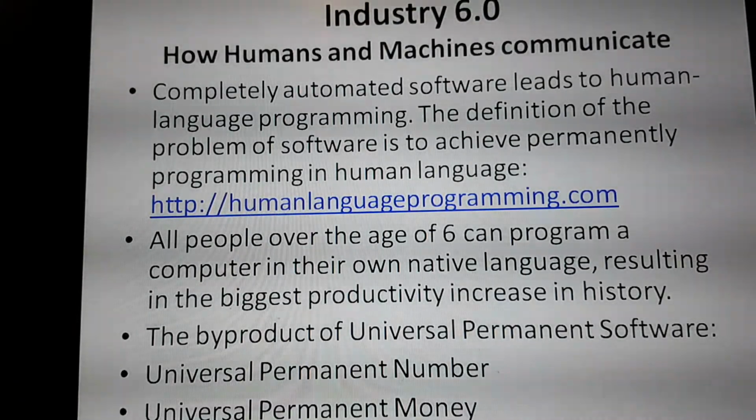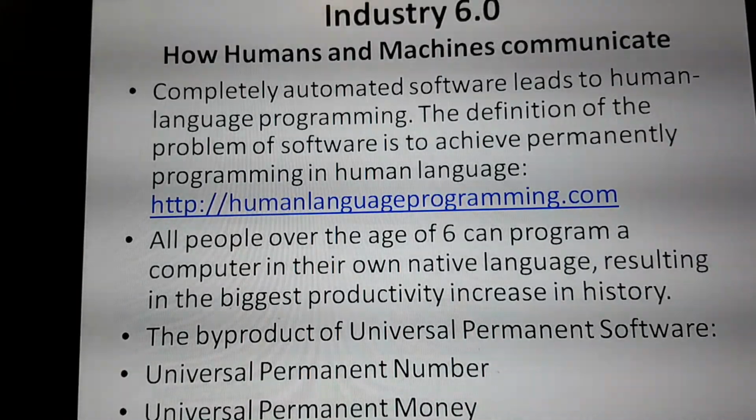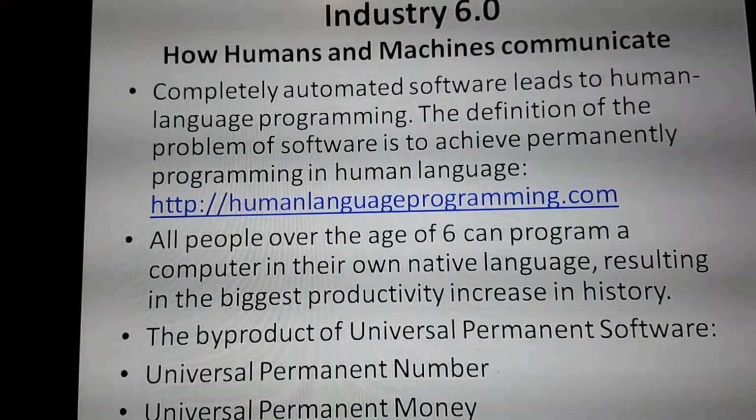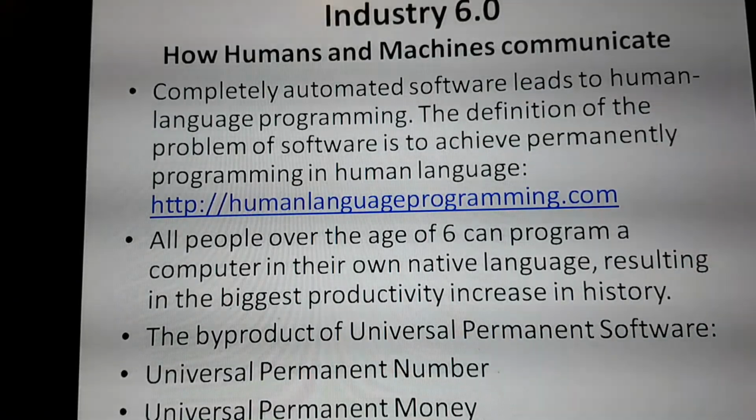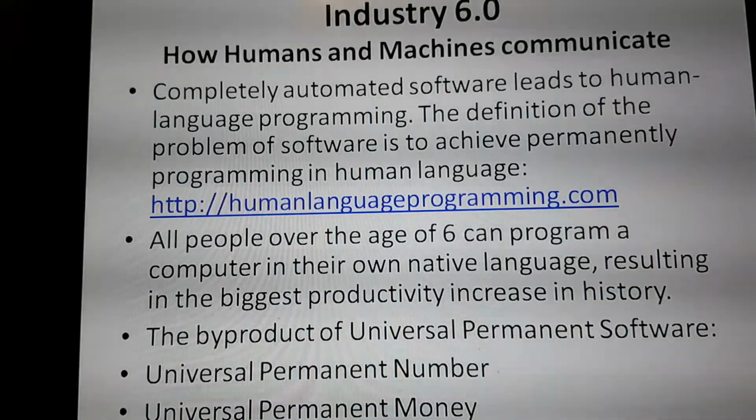Okay, and all people over the age of 6 can program a computer in their own native language, resulting in the biggest productivity increase in history. The byproduct of universal permanent software is universal permanent number and universal permanent money.